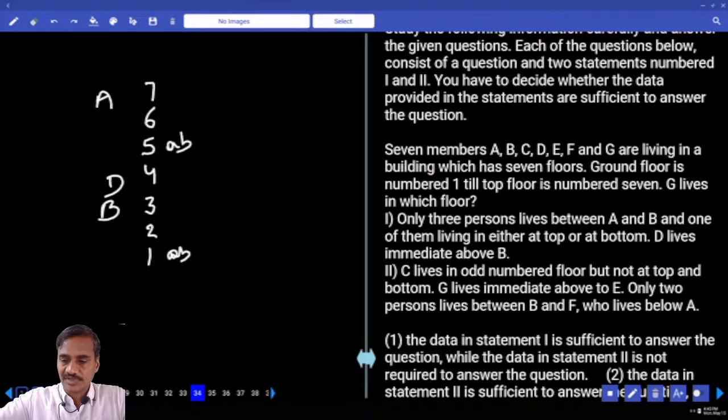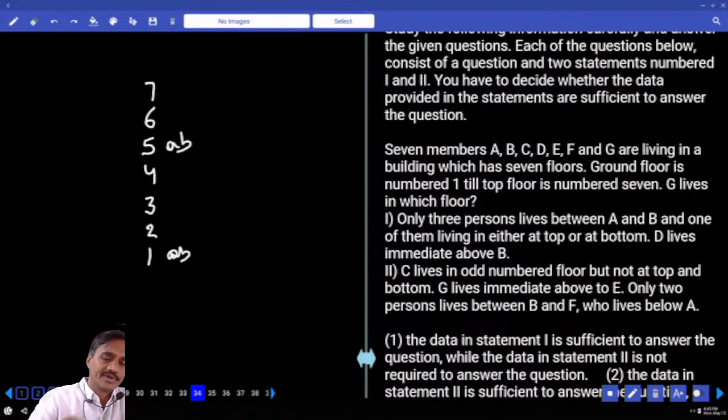Now with the help of this one, are you getting any answer regarding G? No. Hence, it is not possible. 1 alone is not sufficient. 2 alone: C lives on an odd number floor but not on the top and the bottom. And C can be either on the third floor or on the fifth floor.